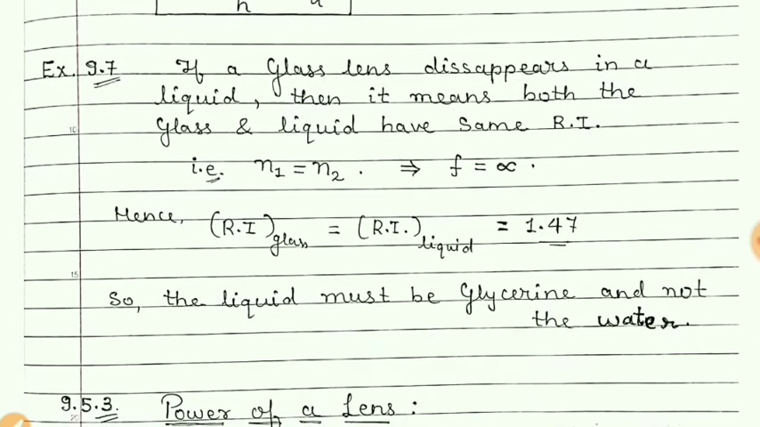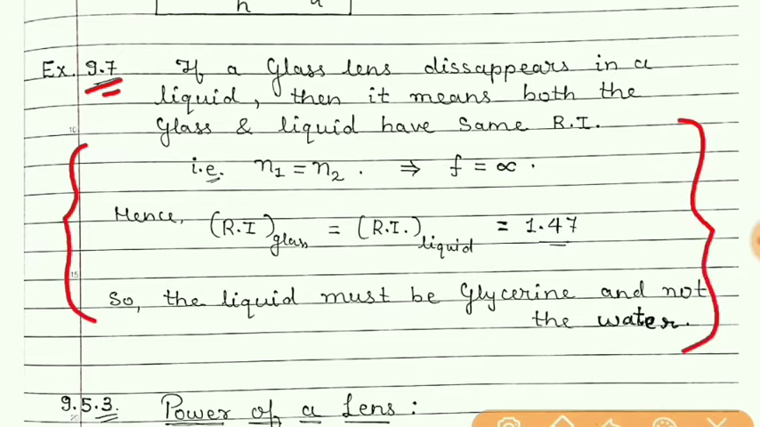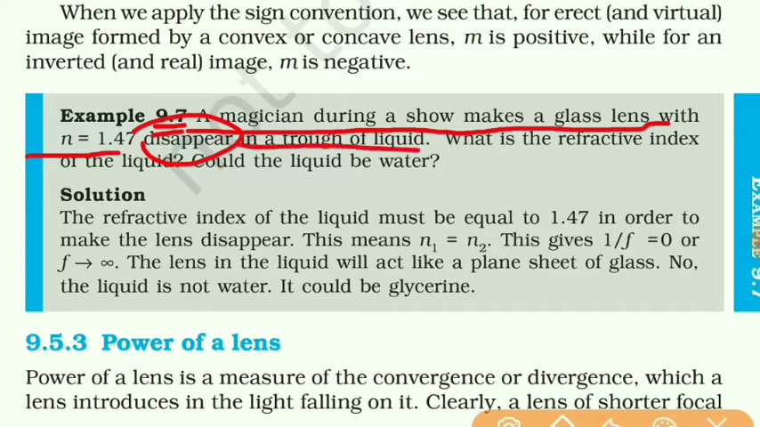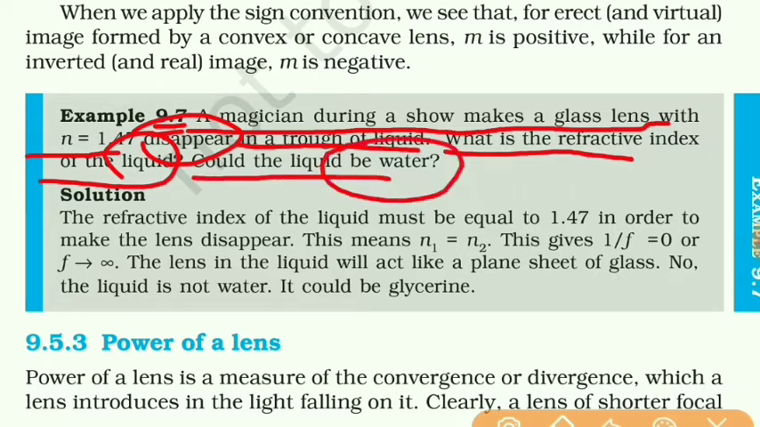Now example number 9.7. Students, this type of example can be asked only in MCQ. Here it is given that a magician during a show makes a glass lens with refractive index 1.47 disappear in a liquid. What is the refractive index of the liquid? Also it is asked, could the liquid be water?